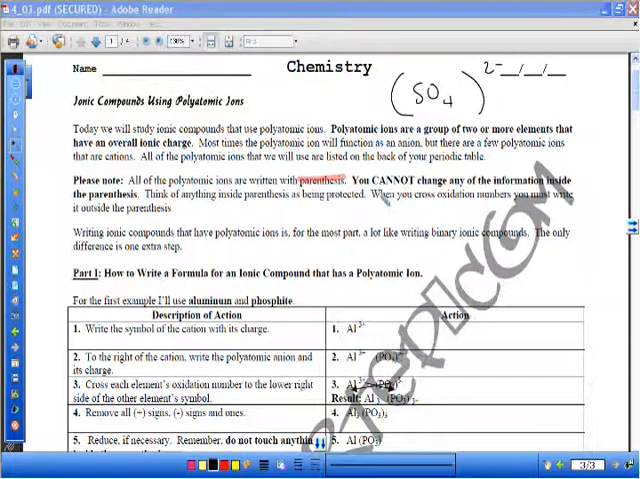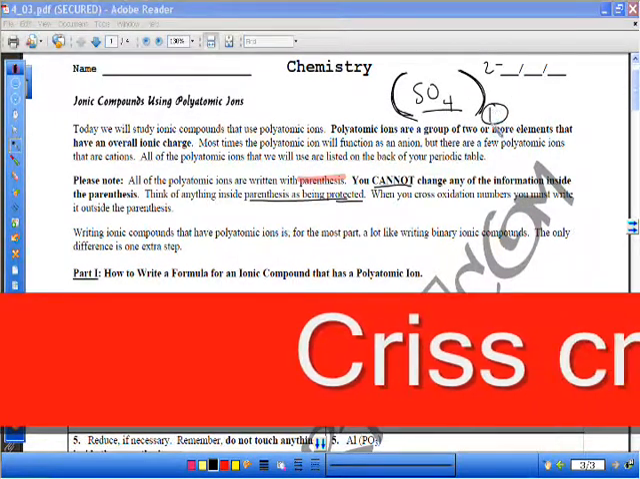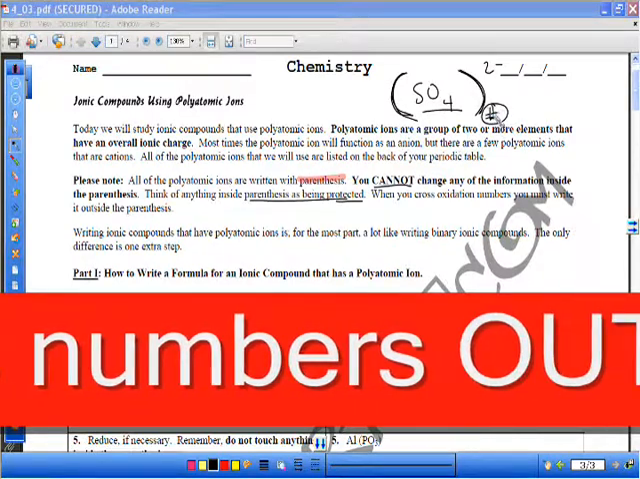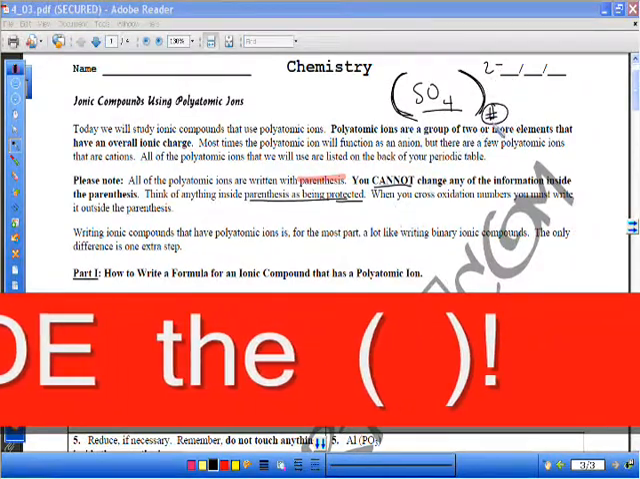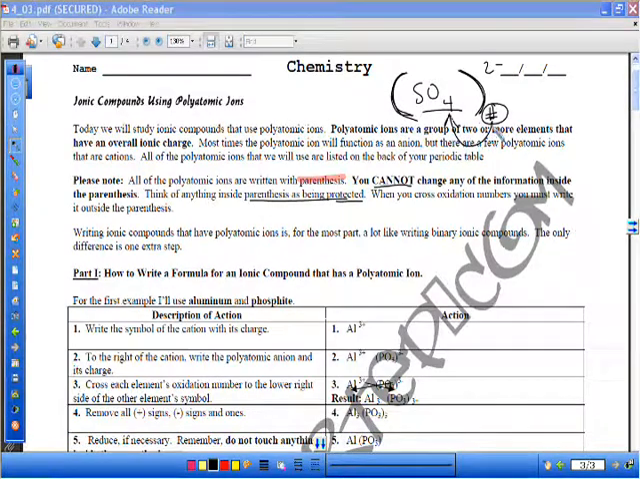You can't change any of the information inside the parentheses. So whenever you see a polyatomic, just go ahead and put it inside parentheses, and leave the parentheses there. Think of these as being protected. When you crisscross, you're going to cross your numbers outside of the parentheses. They're going to go right here. That number is distributed to both of the atoms. We do it just like writing binary compounds. The only difference is one extra step.